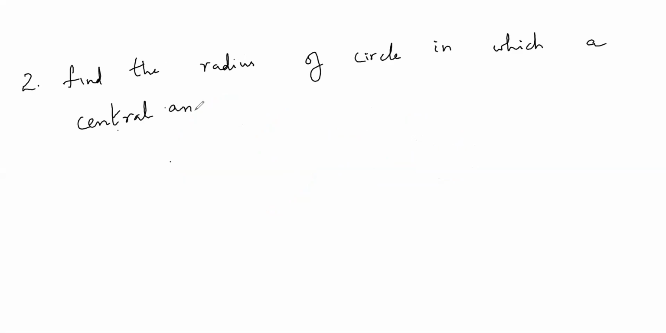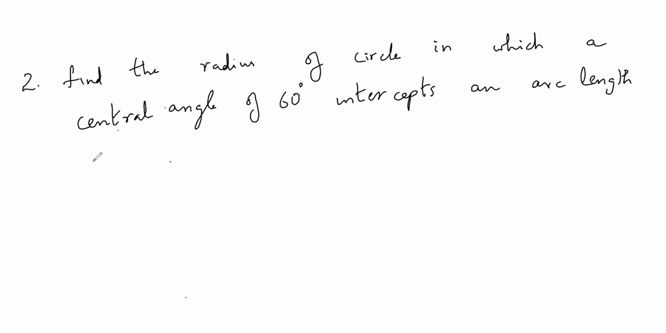Find the radius of the circle in which a central angle of 60° intercepts an arc length, which is given as 37.4 centimeter, and use pi is equal to 22/7.